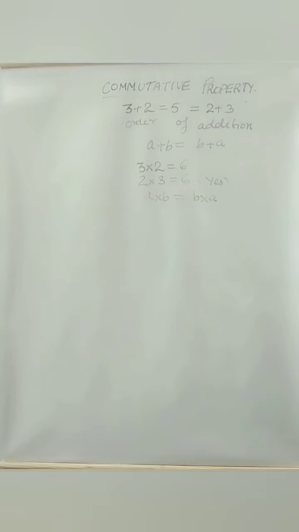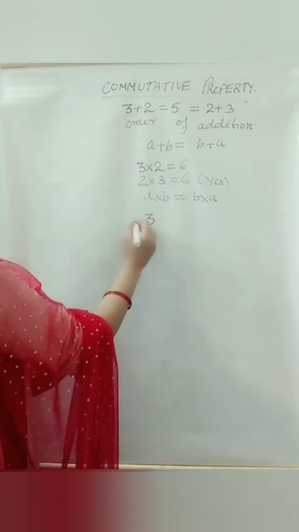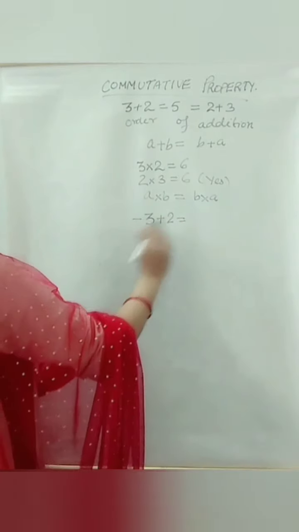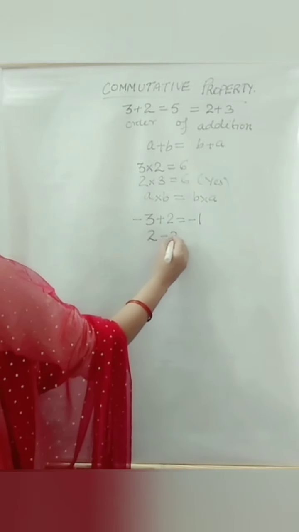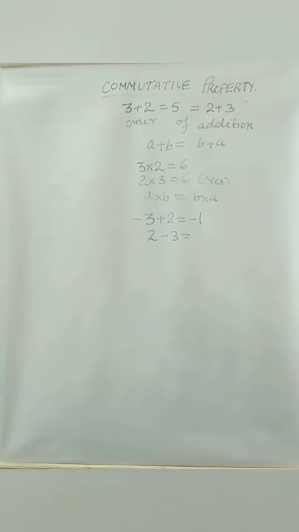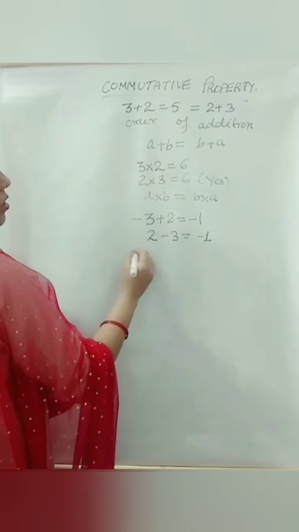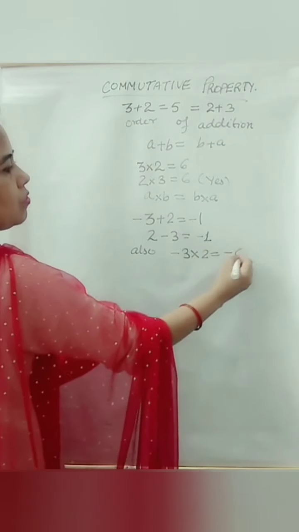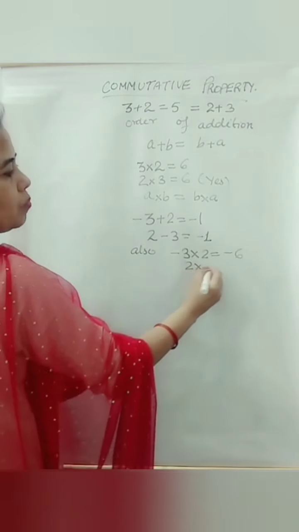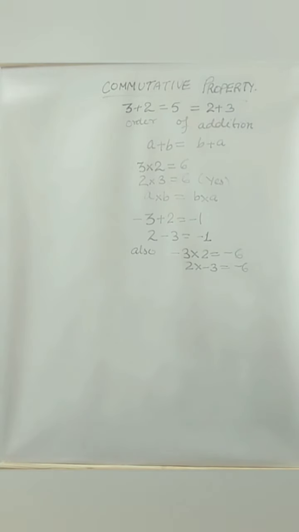What about if we are going to take the negative integer, like minus 3 plus 2, it will give you what? Minus 1. Now if I am going to do 2 minus 3, what is it going to give you? This will always give you minus 1. Also, if I am going to take minus 3 into 2, this gives you minus 6. 2 into minus 3, this will give you minus 6. For opposite sign integers, this is also okay.